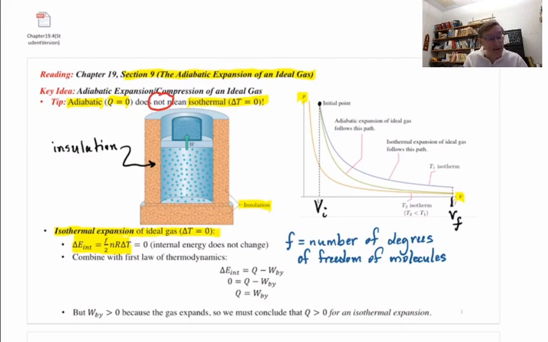And let's apply it to an isothermal expansion of an ideal gas. Well, since isothermal means delta T equals zero, that part right there is zero, so the internal energy change is zero. The internal energy doesn't change in an isothermal expansion.